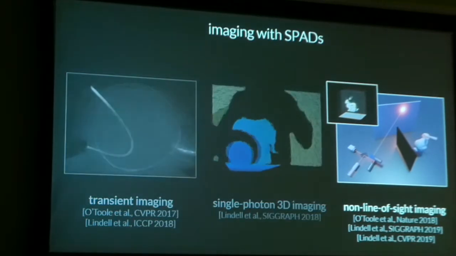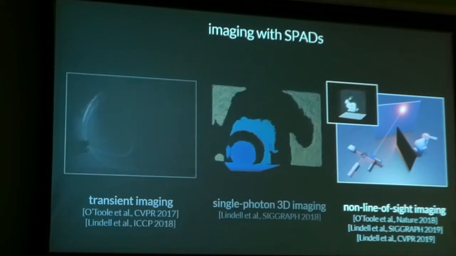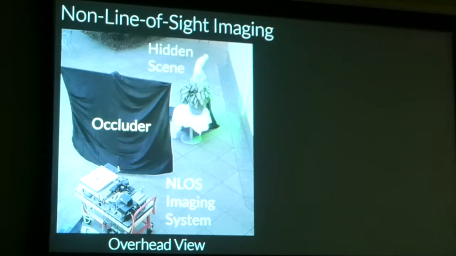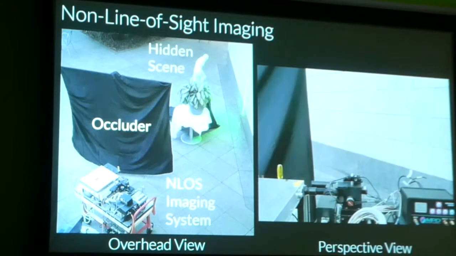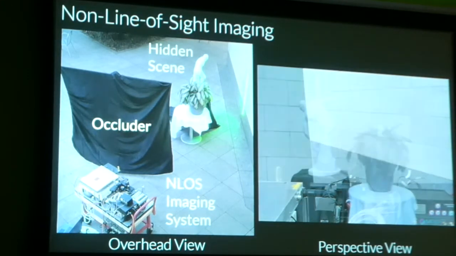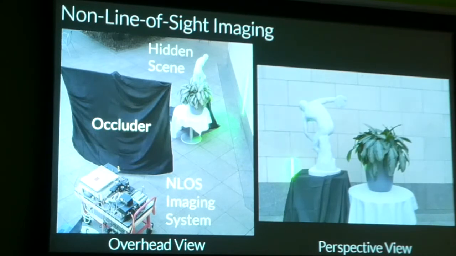I also want to talk about the work that we've done on non-line of sight imaging and just introduce this problem and what this means. This is a situation where we have some camera system down here. There's an occluder that's blocking our view of some hidden scene that we want to image, but we don't have direct line of sight. So if we look at what the camera sees, really all we can observe is this wall.